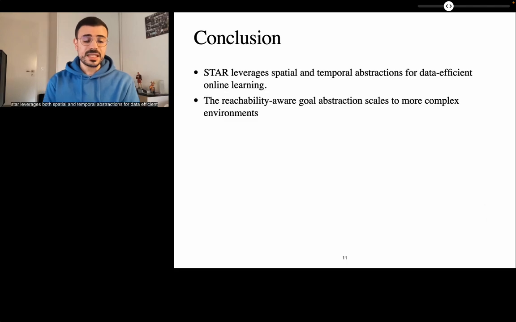And so to conclude, STAR leverages both spatial and temporal abstractions for data efficient learning, and the reachability-aware goal abstraction can scale to more complex environments.